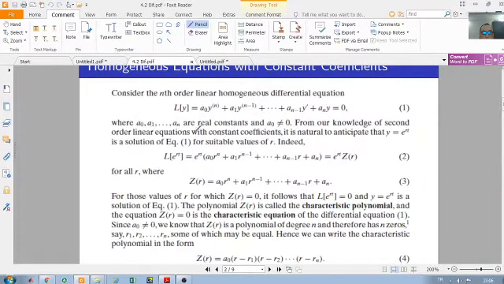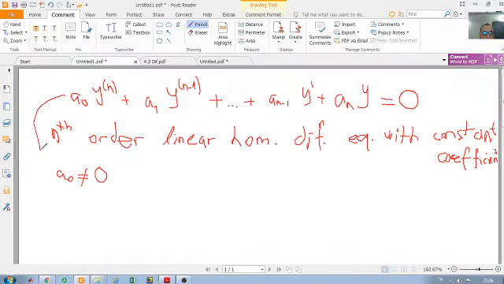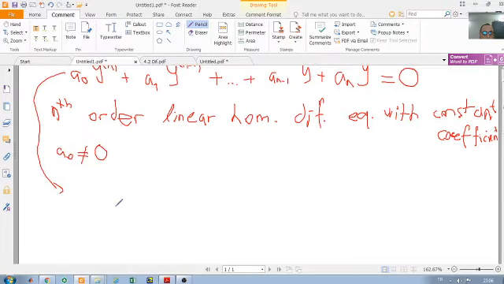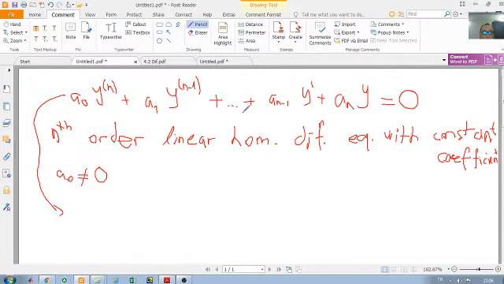So the constants are real numbers, and the coefficient of the highest derivative of the dependent variable is not equal to 0. To find the solution, as I said, first we need to find the characteristic equation. This is the nth order linear homogeneous differential equation. Like the second order, we take the coefficients and the highest derivative. So we have the nth derivative here.